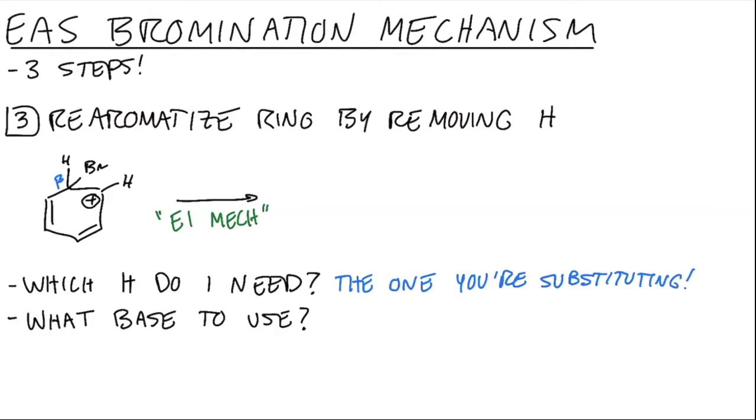And then what base to use? Again, it's going to depend on which reaction you are looking at, but for EAS bromination, the base you want to use here is a Br minus. That's really the only basic thing that we have around because there's no water. You don't get to add anything else. You only use what I've given to you. So we're going to use a Br minus. It's not a good base, but it's the base that we have. So we're going to bring in that Br minus, like so, to remove our beta hydrogen.